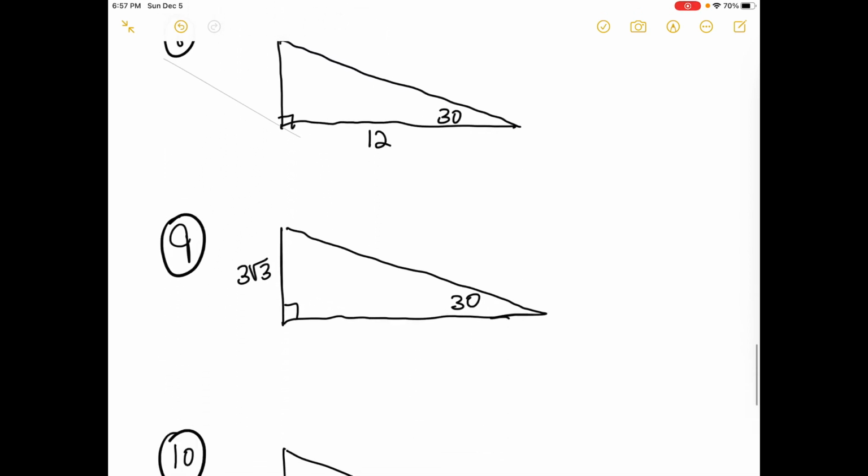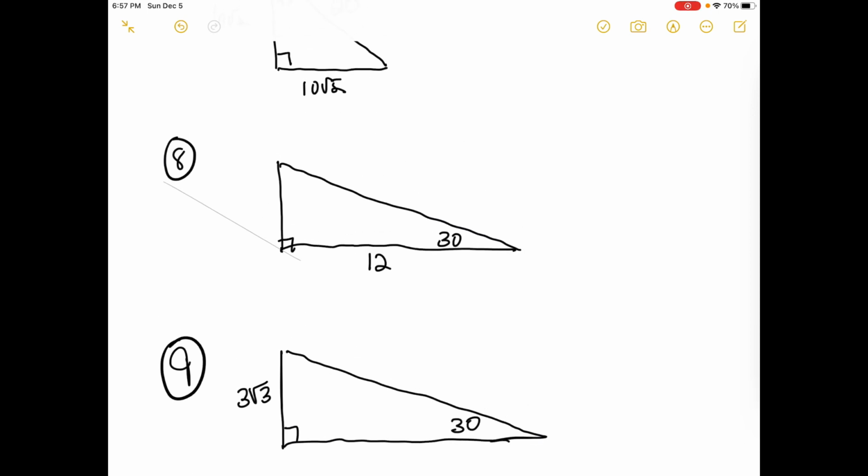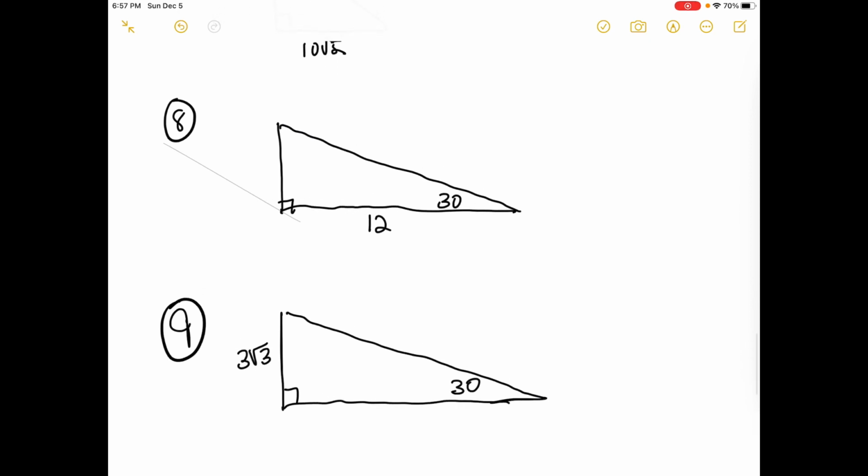8, 9, and 10 are 30, 60, 90s. We're given the short leg times root 3. Short leg times root 3 is 12. So we've got to do a root 3 times a root 3 times something. And that's going to be 4 root 3. And then the hypotenuse, I'm going to double that. Double the short leg, which would be 8 root 3.